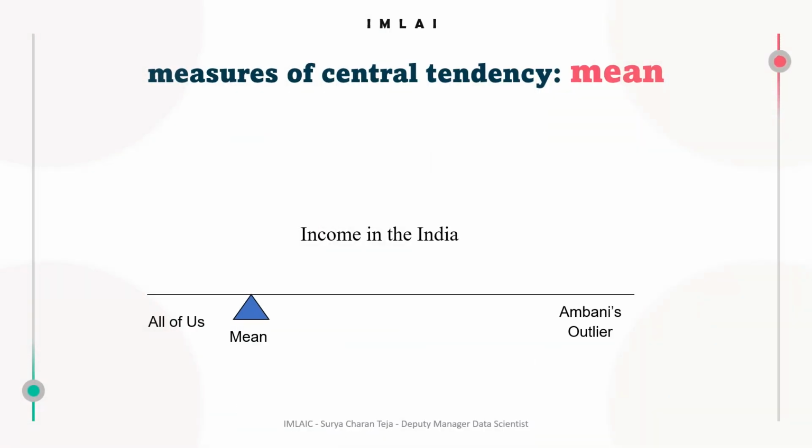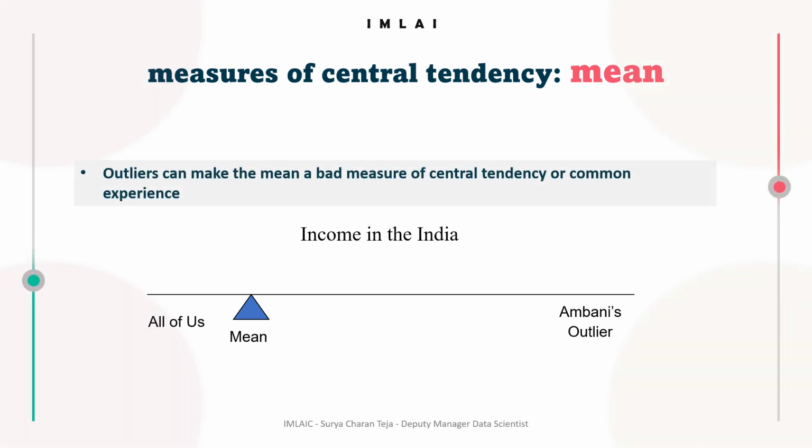So mean can be badly affected by outliers. Outliers are data points with extreme values unlike the rest. Outliers can make the mean a bad measure of central tendency or common experience. Okay, so that's the reason.